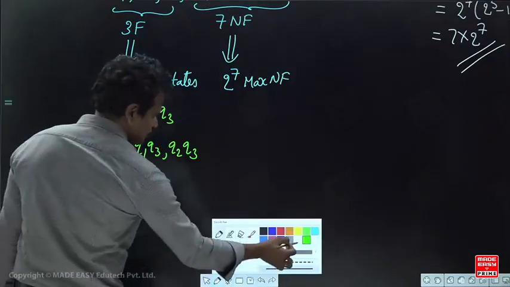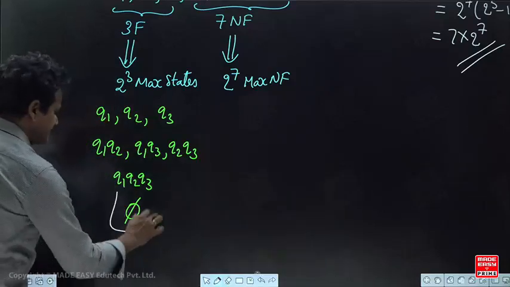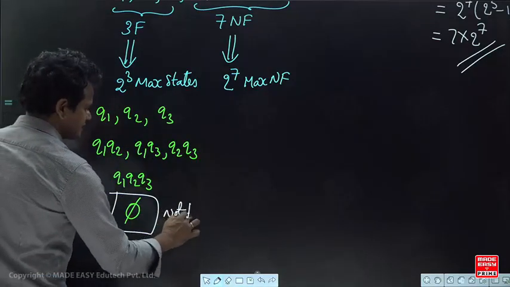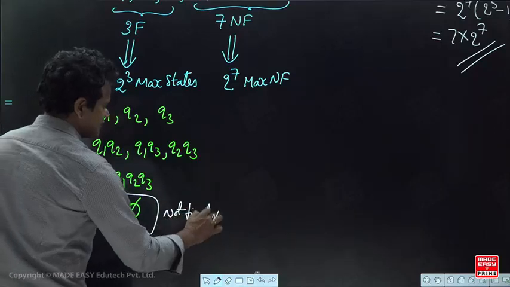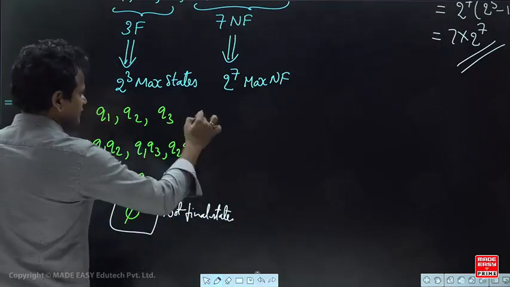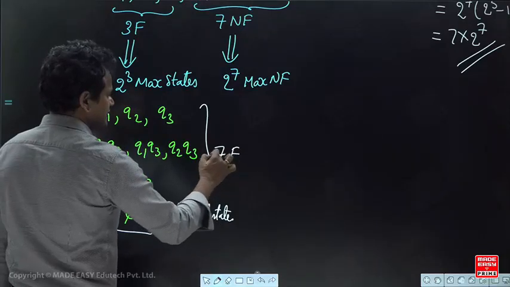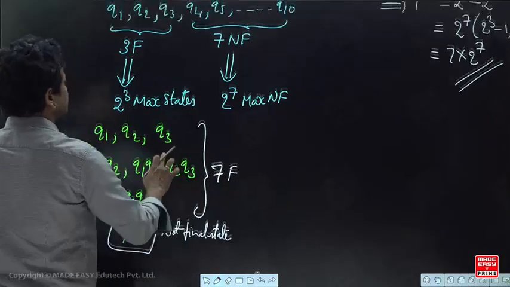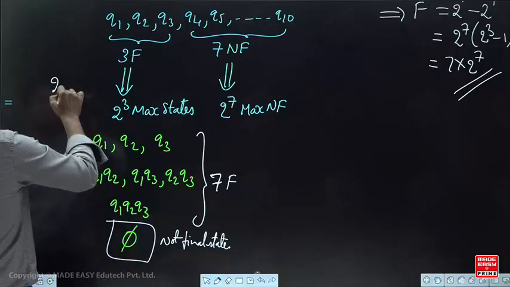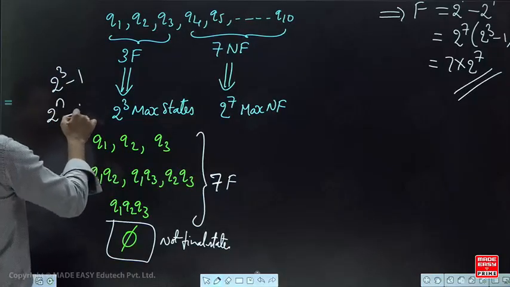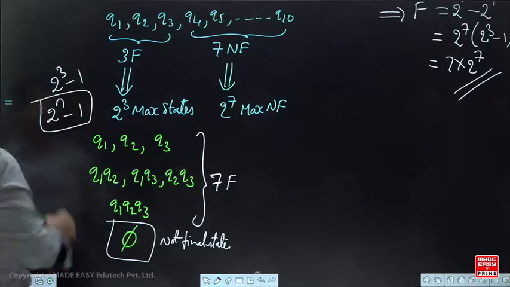This 8th one is not a final state, guys. This is empty. This is not a final. Empty state means undefined. Okay, only final are these 7. These 7 are final. Therefore, I can say, if you have 3 final states, then maximum final states will be 2 cube minus 1. If there are n final states, then 2 power n minus 1 will be the maximum final states.